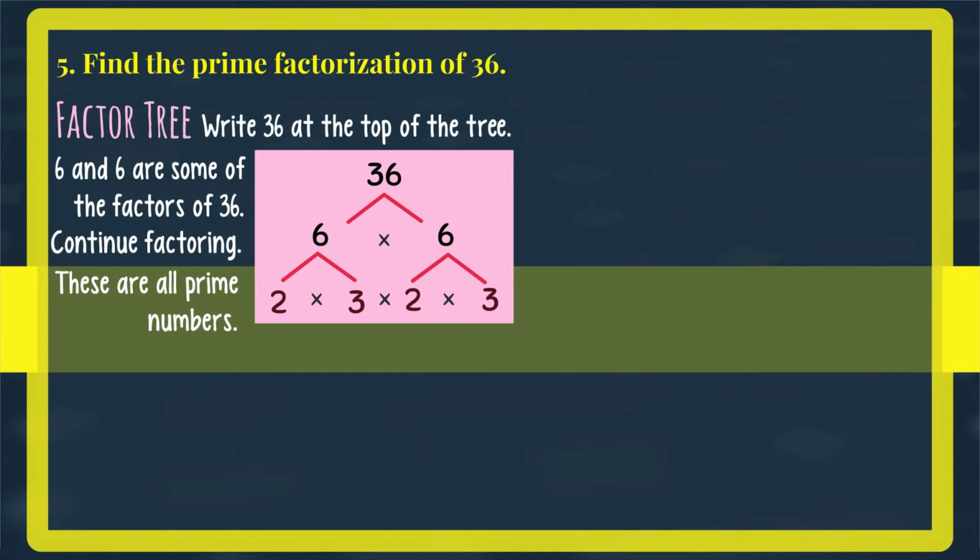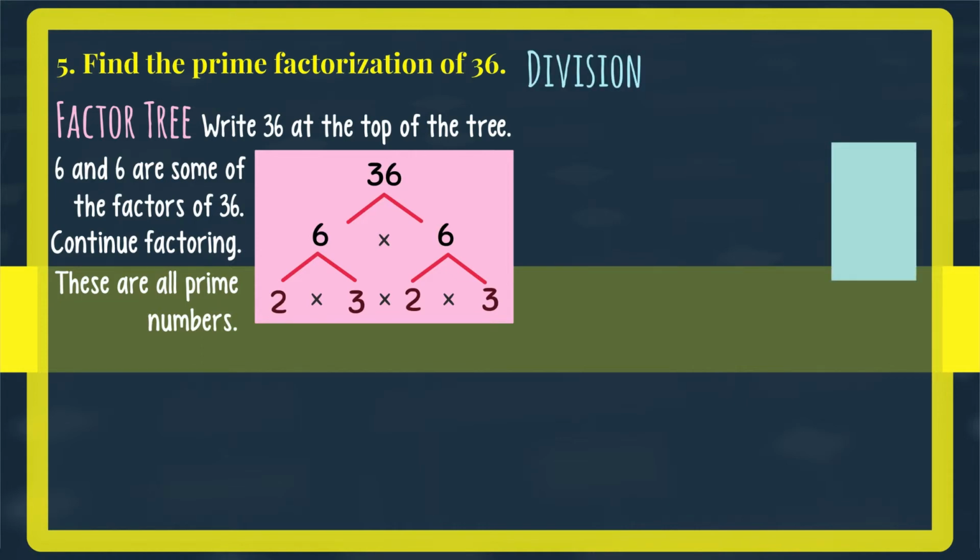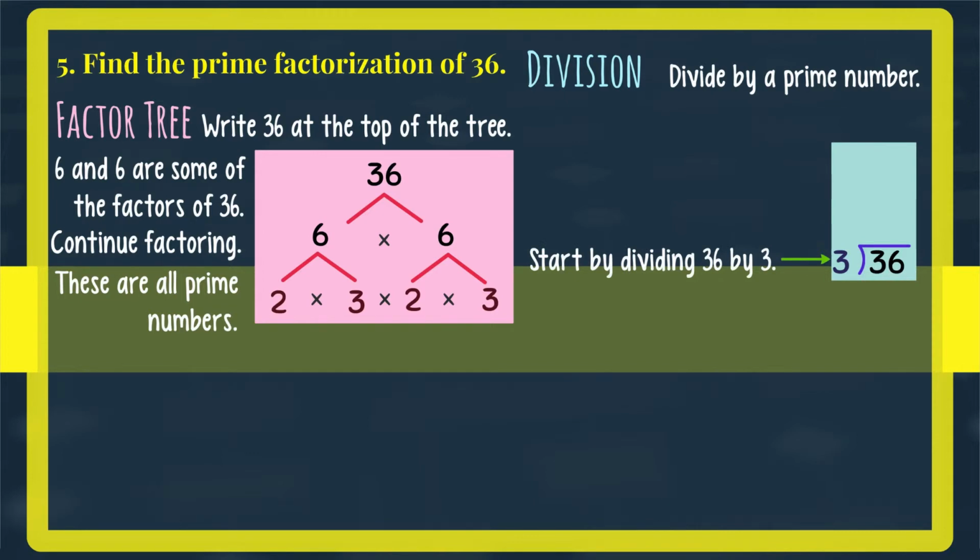Let's try using the other method, that is by using division. All we need to do here is divide and divide until we get a prime quotient. So let's divide 36 by a prime number. 3 is a prime number, right? So let's start by dividing 36 by 3. Doing so will result in a quotient of 12. This is not yet a prime number, so we need to continue dividing. Let's use 3 again. 12 divided by 3 is 4, but 4 is also not a prime number.